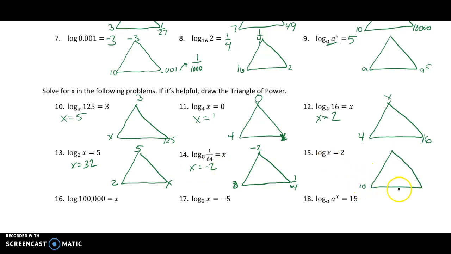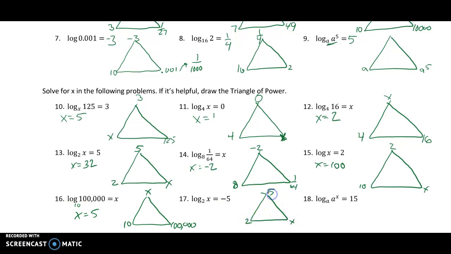Again, base is 10. x, 2. 10 squared is 100, so x is 100. Again, the base is 10. 10, 100,000. 10 to what power is 100,000? We'll count the zeros. x has got to be 5. 2, x, negative 5. 2 to the negative 5. We'll bring it down to the bottom. 2 to the 5th is 32, so this would be 1 over 32.